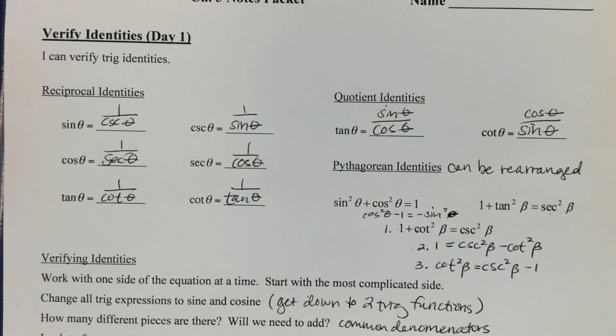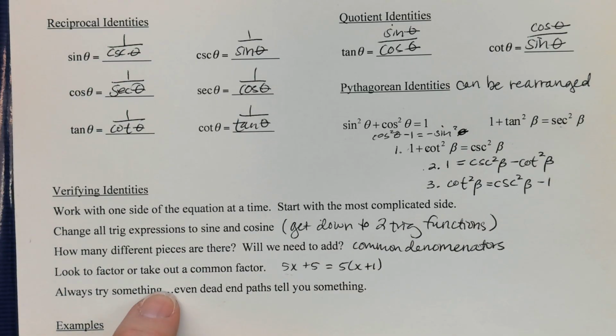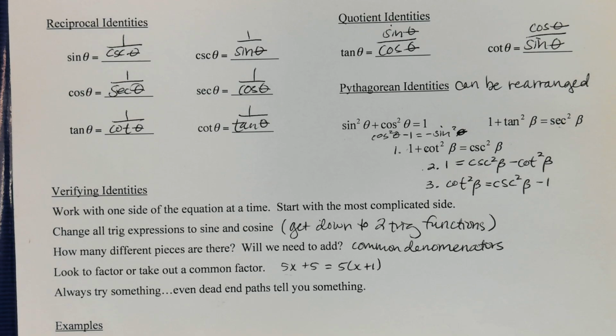And that is kind of your first day trying verifying identities. So stick with your steps, please. Try and get it down to 2 trig functions and watch all your normal algebra skills: common denominators, taking things out, and canceling.